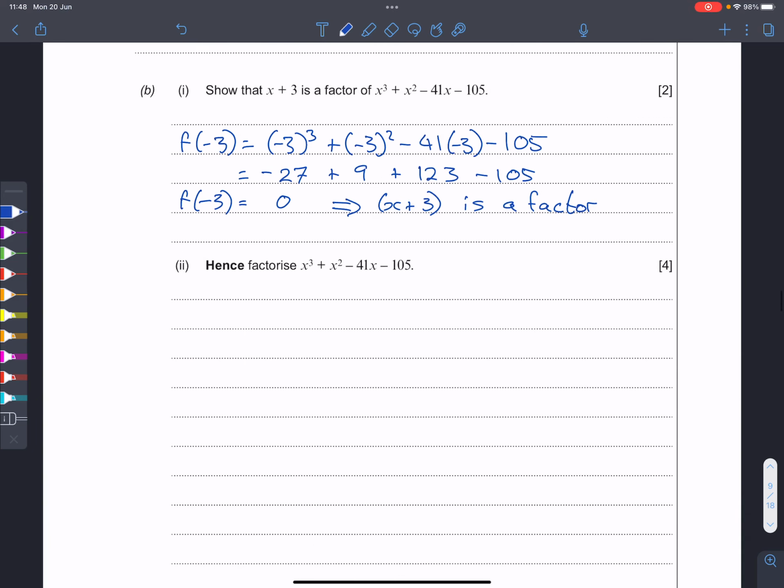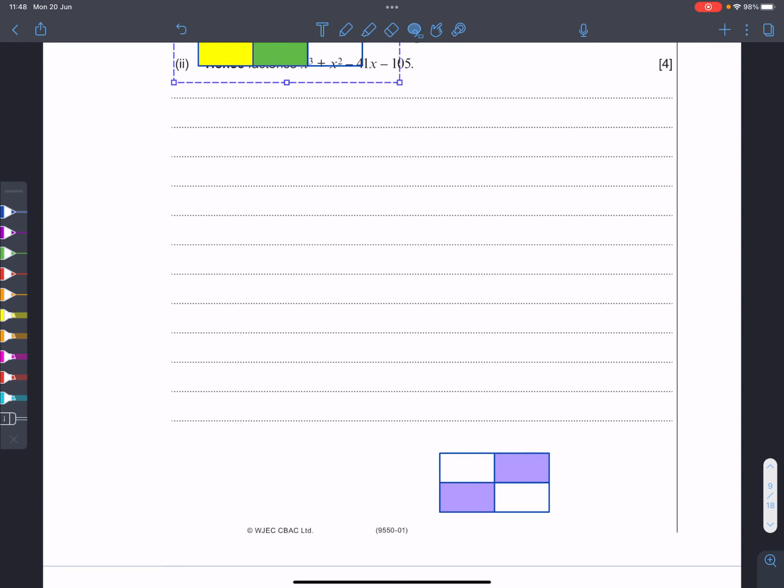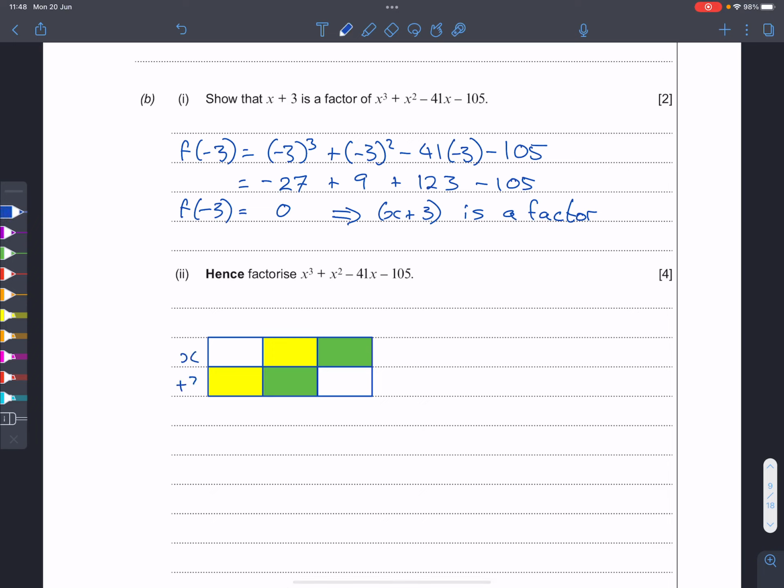Okay, hence factorize. You'll notice the word hence means use something that you've already done, and we have the same expression here. Okay, here is my grid for factorizing a cubic. Because I already know one of the factors is x plus 3, I can write that at the side. To make a cubic, I'd have to multiply x by a quadratic, so I've got something for my x squared, my x's, and my constant.